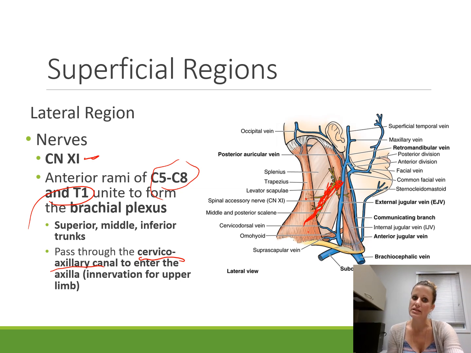The cervico-axillary canal just refers to the little bit of space that's there between the first rib and the clavicle, and then also kind of the top of the scapula. But it's that small little area that the brachial plexus has to pass through from the lateral region and then to go down into the axilla, and ultimately it's going to go into the arm, right? Brachial meaning arm, and the brachial plexus is providing the innervation to the arm.